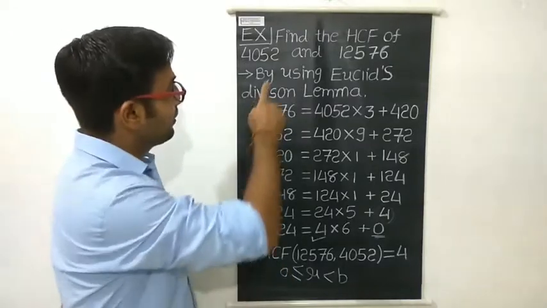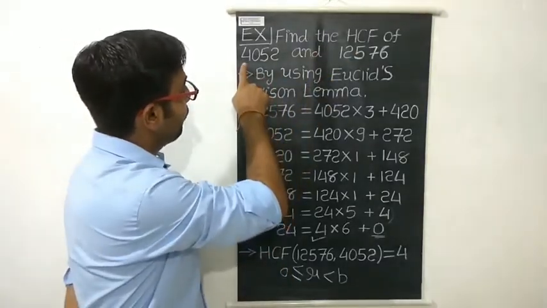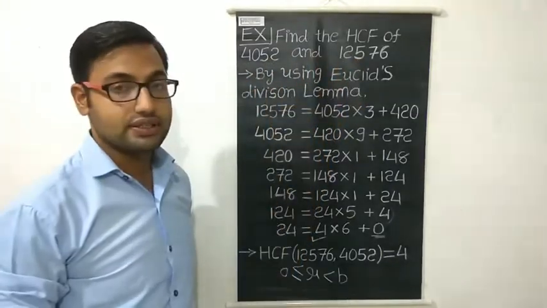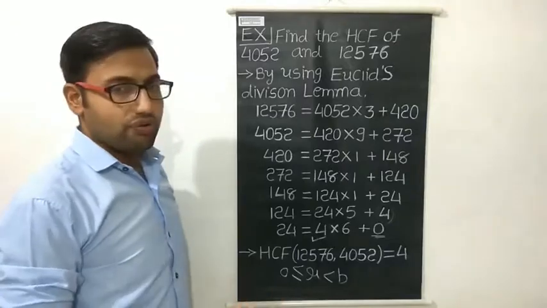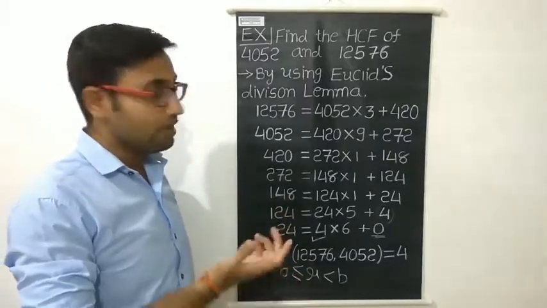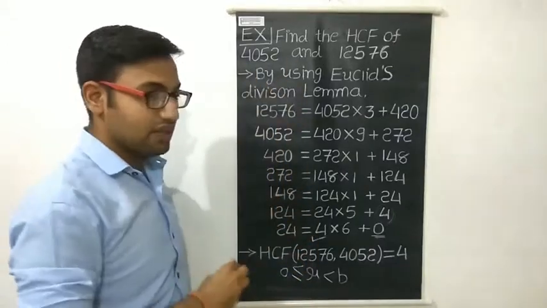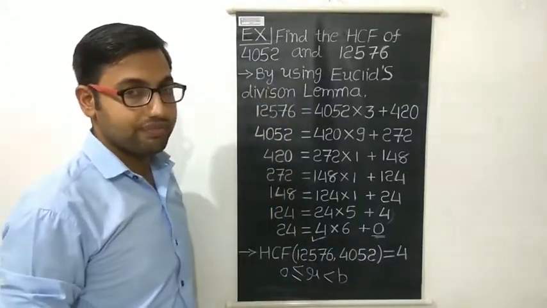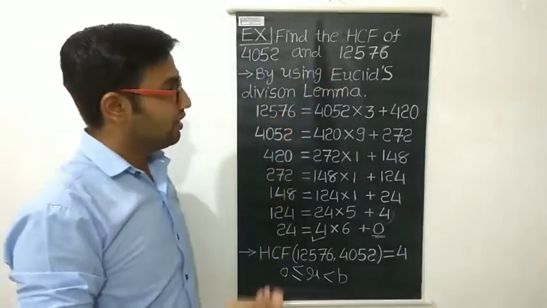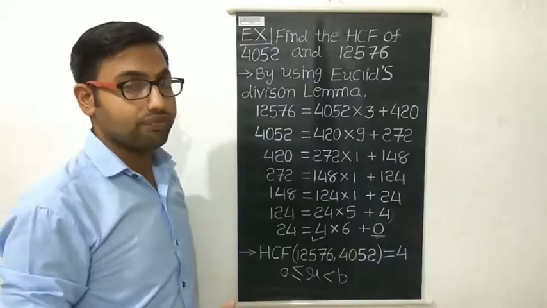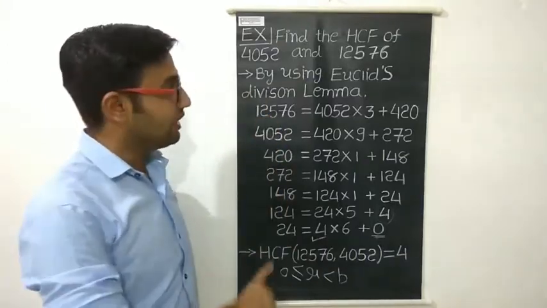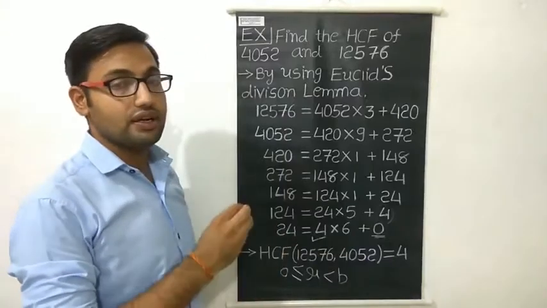Let's take an example. Find the HCF of 4052 and 12576. We cannot find the HCF by the method that we have already used. Yes, we can find out the HCF of two numbers by the method that we have already studied. But whenever there are this kind of larger numbers, that method will be lengthy. So to find out the HCF of this kind of number, we can use the Euclid's division lemma.